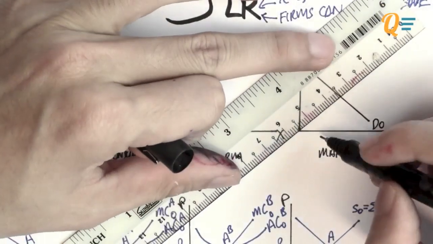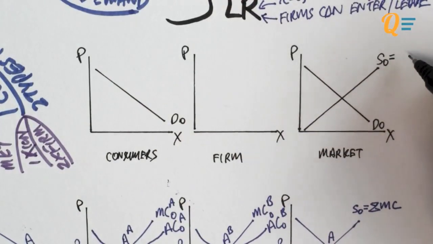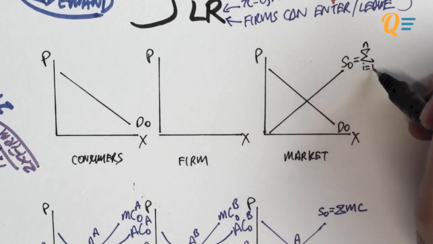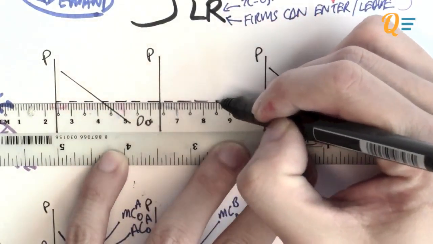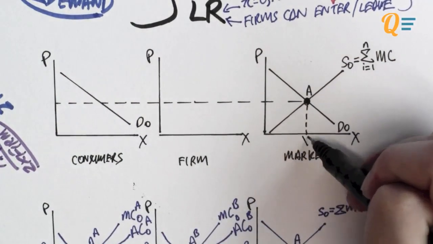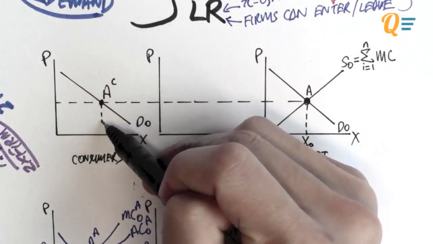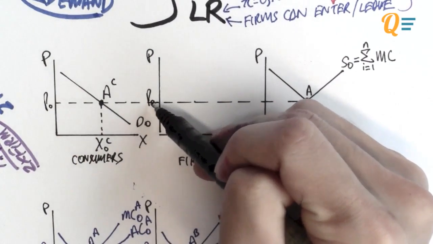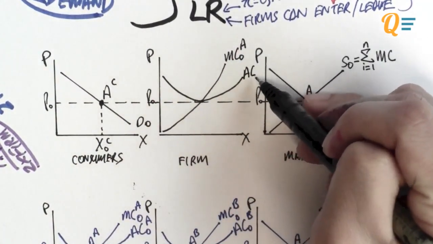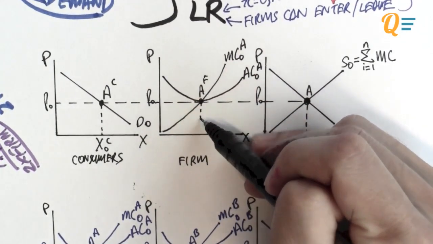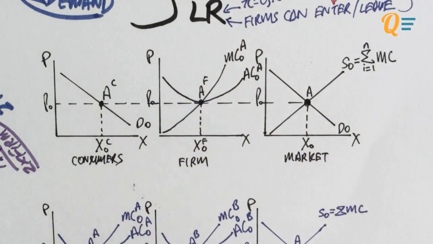Again, I will always establish the market equilibrium first so that I can get my equilibrium price, which is this straight line over here. Market is at equilibrium at point A. Let's just assume that the price level is P naught now. So the firm is making zero profits, and it's producing X naught F amount of X.